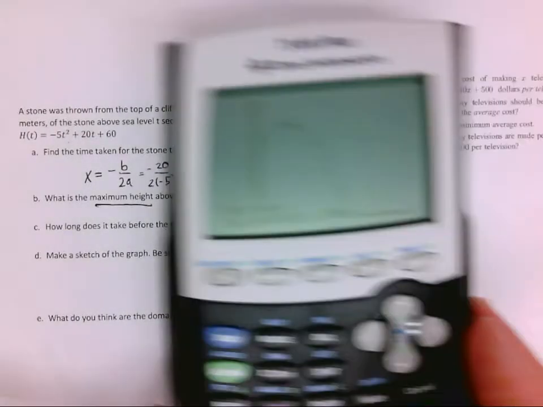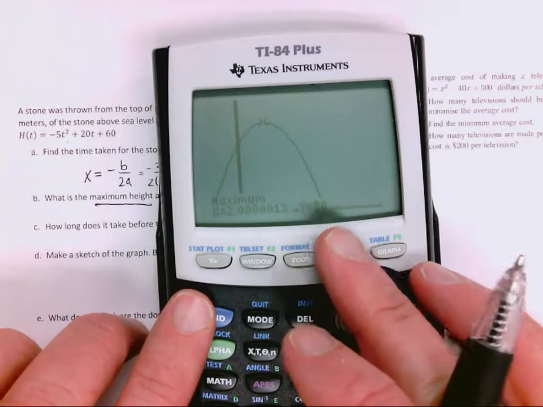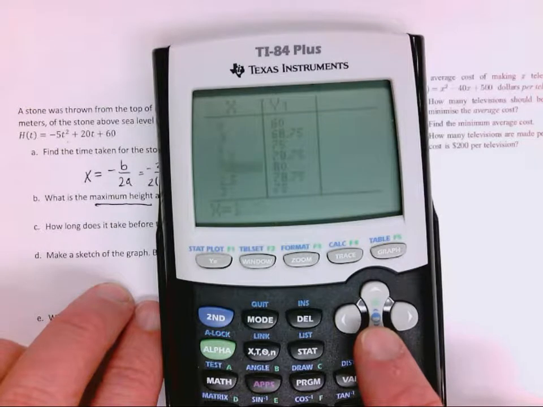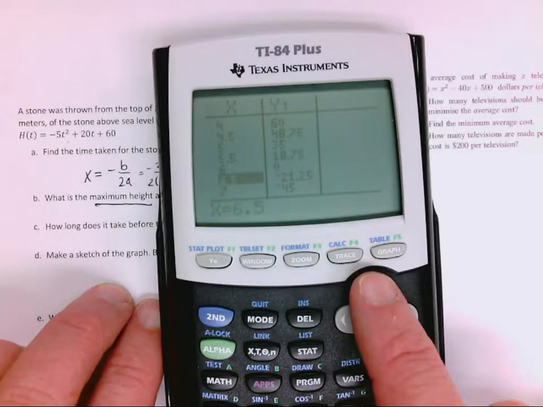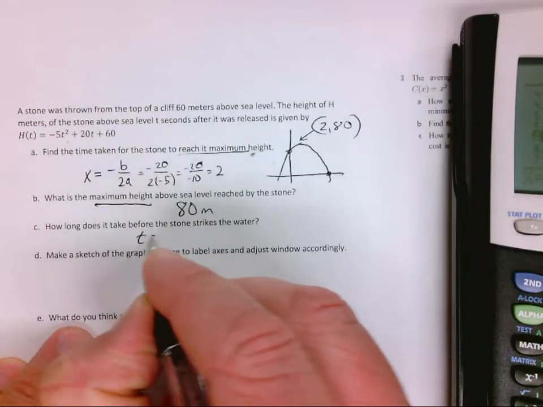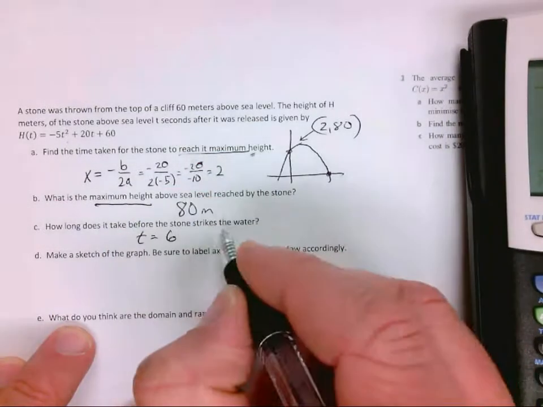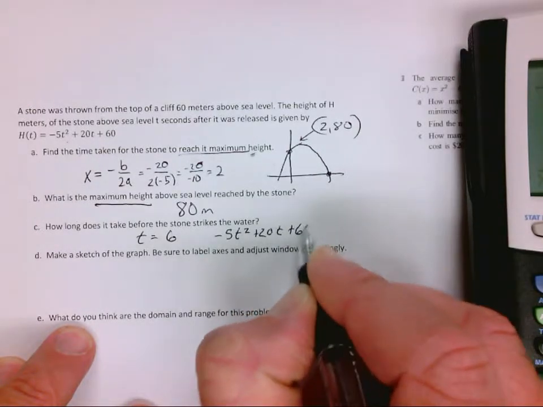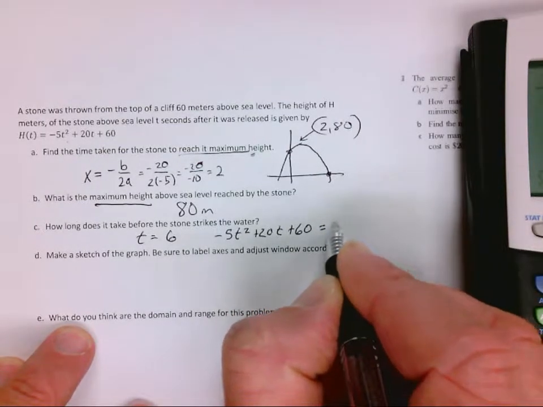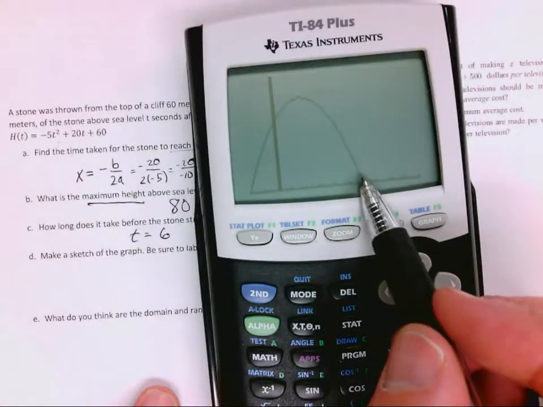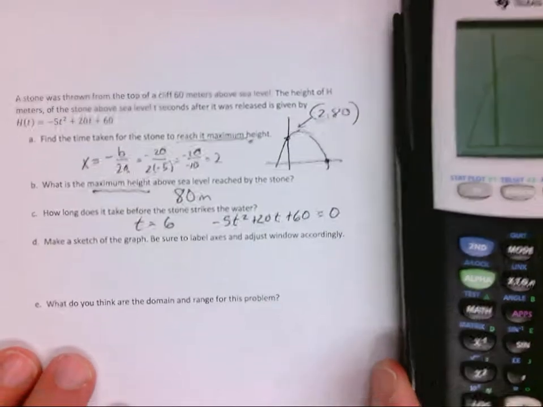So you can look here, you could go to your table and see if it tells you, hopefully it hits nice. Yep, at 6 seconds the height is 0. And the way we found that was setting negative 5t squared plus 20t plus 60 equal to 0. That's what you're doing when you graph and you look at the 0. Same thing.